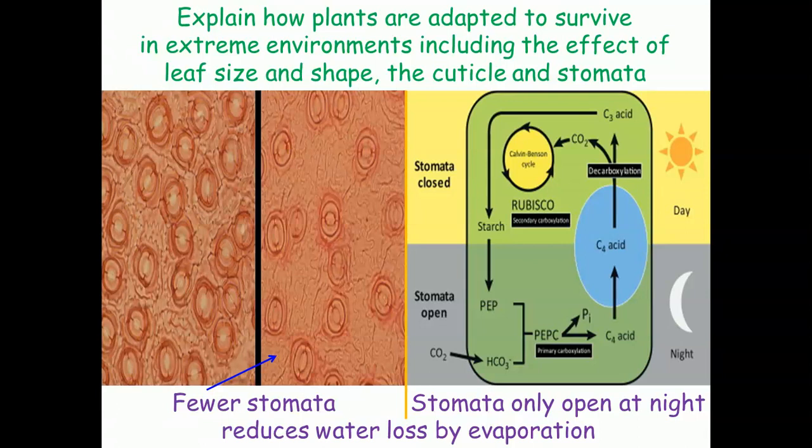The stomata can be closed during the day because they store the carbon dioxide. Both these examples, having fewer stomata or having stomata only open at night, reduce water loss by evaporation. So that's another example of how some plants reduce transpiration so they can survive in areas that have less water available.